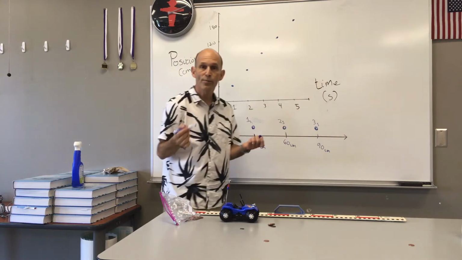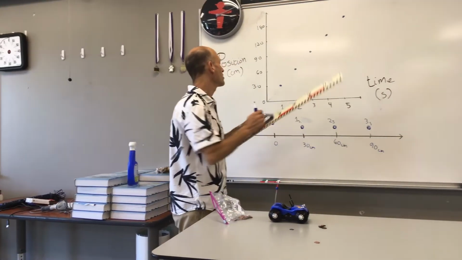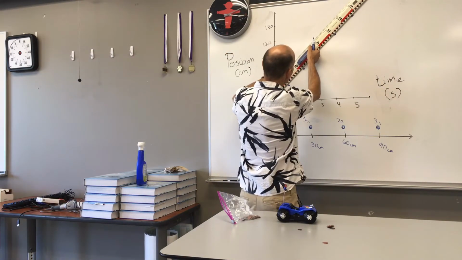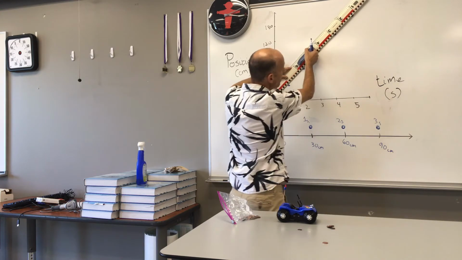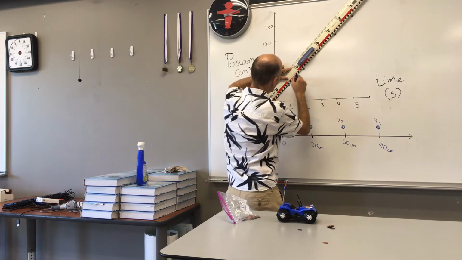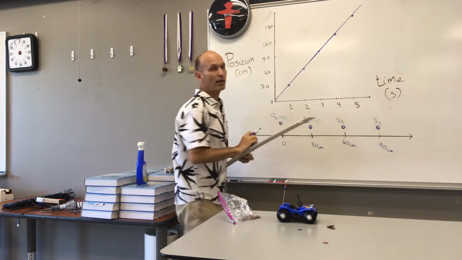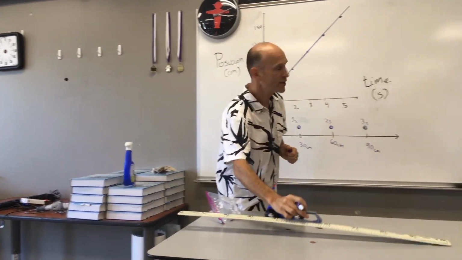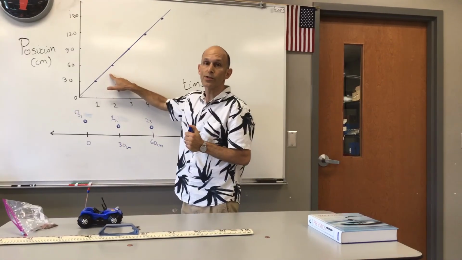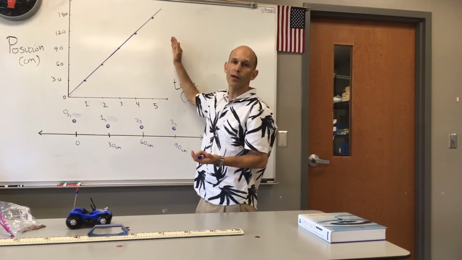And then, since we observed that the tumble buggy moved at a steady speed, we could take a straight edge and draw a best fit line, and that line represents the motion of the tumble buggy. We know that it was in between these positions and we know that it moved at a steady speed, so we filled in all the motion of the tumble buggy.